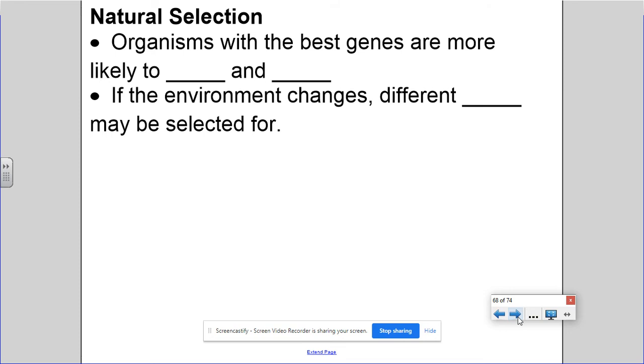Last, we have natural selection. As we've learned before, organisms with the best genes are more likely to survive and reproduce. And remember that if the environment changes, different genes may be selected for. So, one gene is not always beneficial. It depends on the environment. Also, keep in mind that we're not just talking about only one gene. There's lots of genes. So if you're a polar bear, you might have clear fur so you can blend in with the environment, but if you don't also have blubber, well, you're still not going to survive no matter how much you blend in.